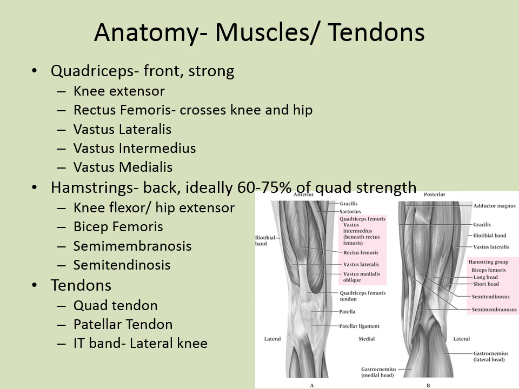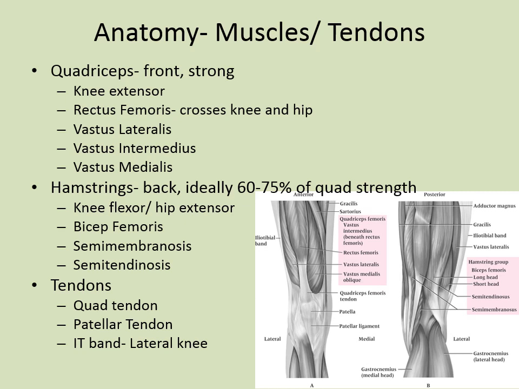As far as the anatomy, the muscles and tendons of the knee, we have our 4 quad muscles here in the front of the knee. So quad muscles are in the front and they're very strong. The quad muscles are knee extensors, so they straighten the leg, and the rectus femoris also crosses the knee and hip. So the rectus femoris in the very front right here can also flex the hip. It helps to straighten the leg and flex the hip.